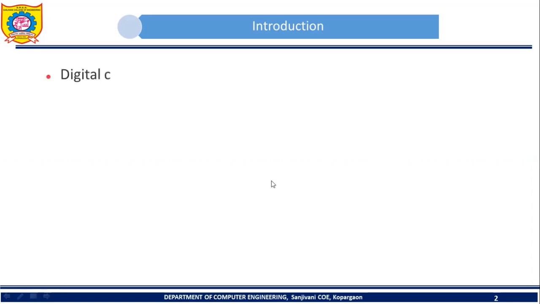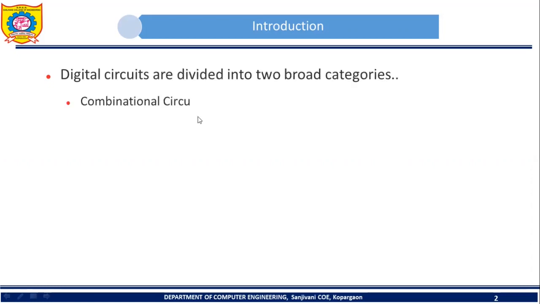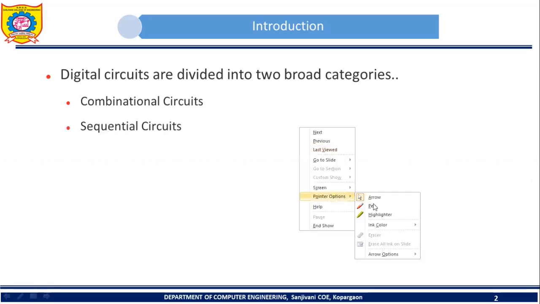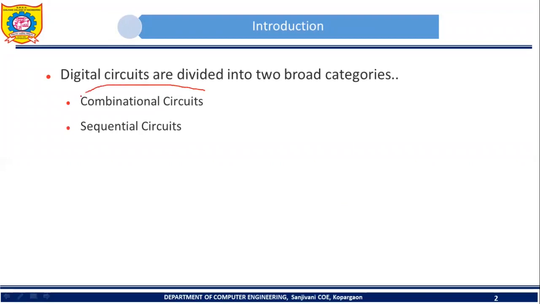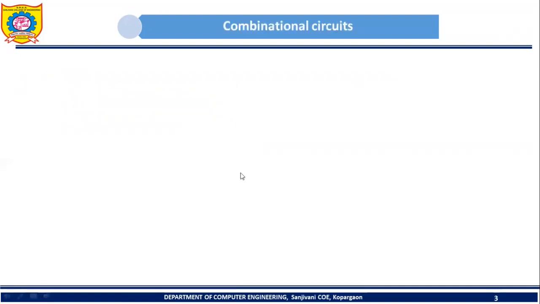So let's start. So we can say that digital circuits, they are of two types. So first type is combinational circuit and second type is sequential circuit. So right now we are going to focus on only combinational circuit. So in unit number 3 and unit number 4, we will discuss about sequential circuit.